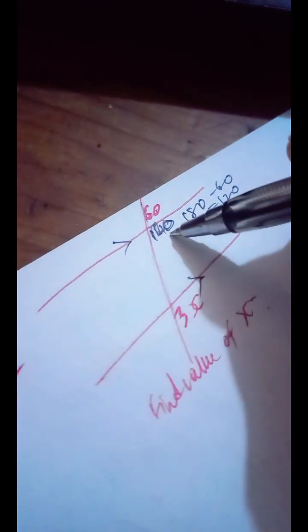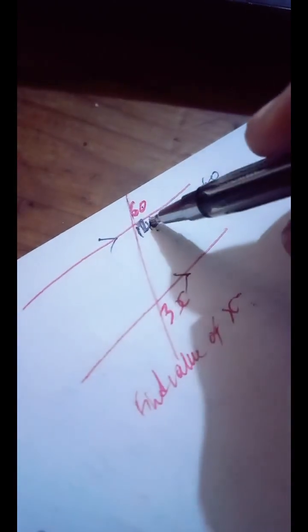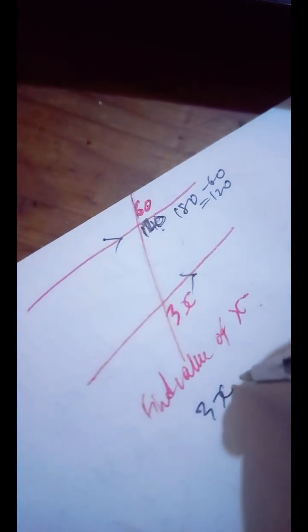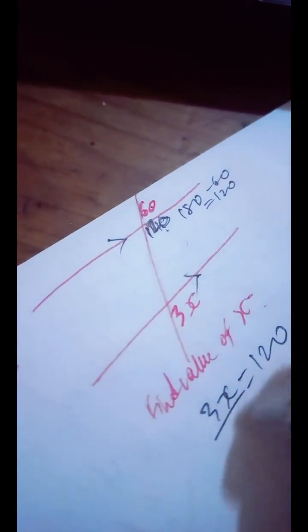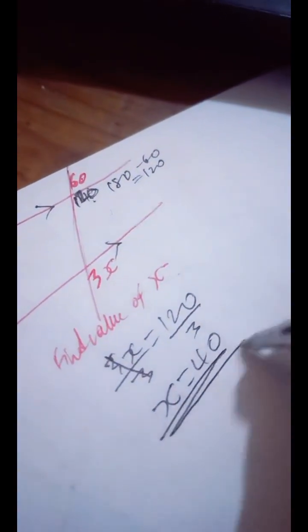You said 180 minus 60 to get 120. Remember, angles on a straight line. So this angle is what? 120, right? The moment you have the 120 for this place, you are now saying these are corresponding angles, right? So if these are corresponding angles, this means 3x is equal to 120, divided by 3, divided by 3. x is equal to 40.